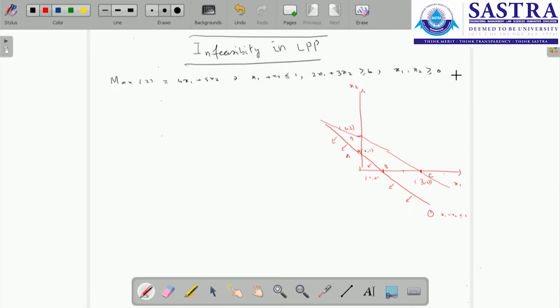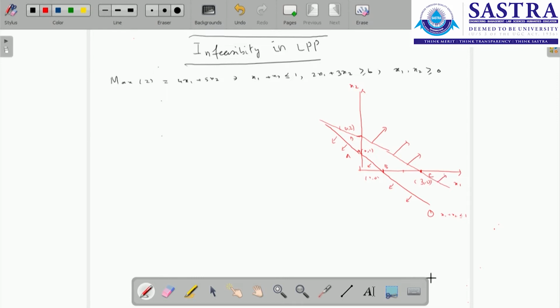Now, x1 comma x2 greater than or equal to 0 means we are very well in the first quadrant. x1 greater than or equal to 0 means points above the x1 axis, x2 greater than or equal to 0 means points to the right of the x2 axis. So, already we are in the first quadrant. Now, 2x1 plus 3x2 greater than or equal to 6 means arrows are to be drawn facing above, away from the origin. Now, these are all the arrows.